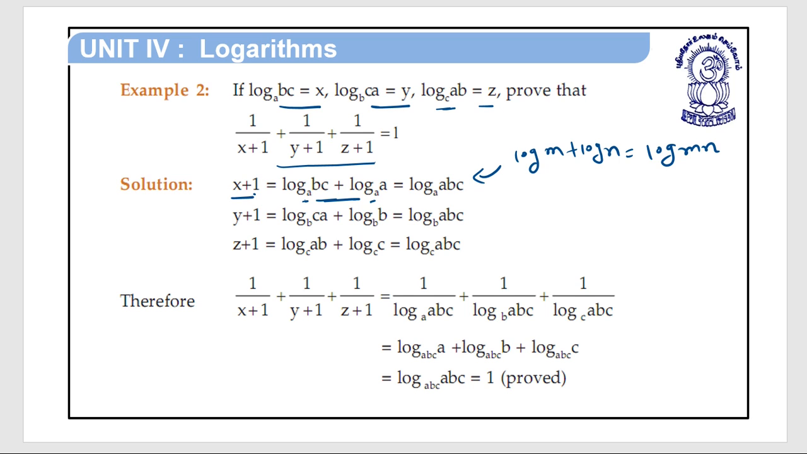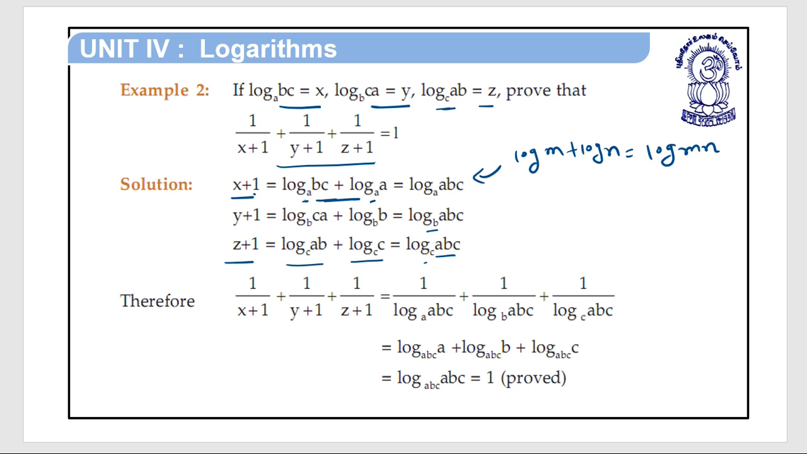Y plus 1, same way, log CA base b plus log b base b is equal to log a into b into c base b. So log ABC to the base b. Z plus 1 is log AB base c plus log c to the base c is equal to log ABC to the base c.